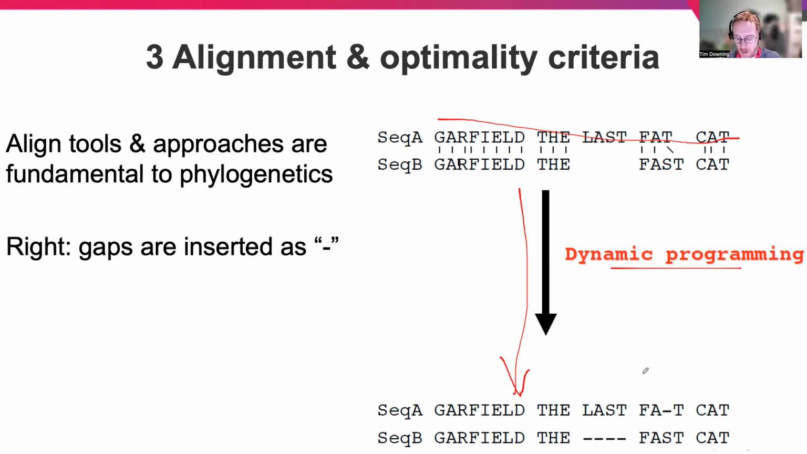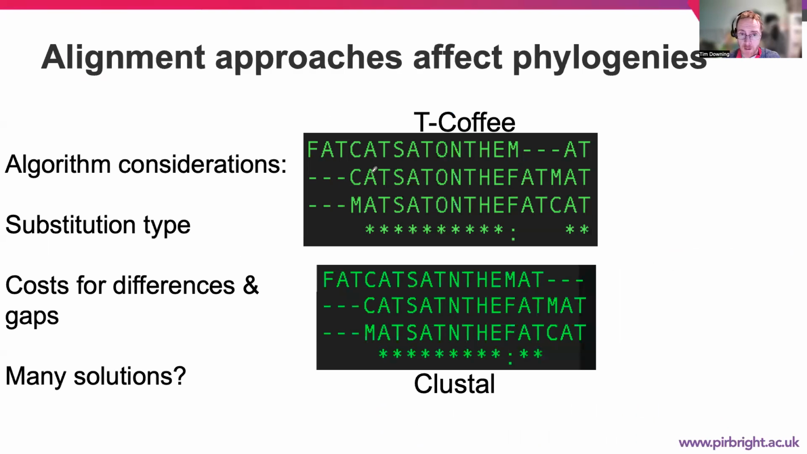But then when we look at other examples where we have our alignment of fat cat sat on the mat or fat cat sat on the cat, what we can see is that if we compare, say, T-Coffee versus Clustal, they have a slightly different approach for these two alignments, where we have a trivial set of three sequences. But we see here that with this AT sequence that can be placed at either region, T-Coffee and Clustal have a different approach to resolving that question.